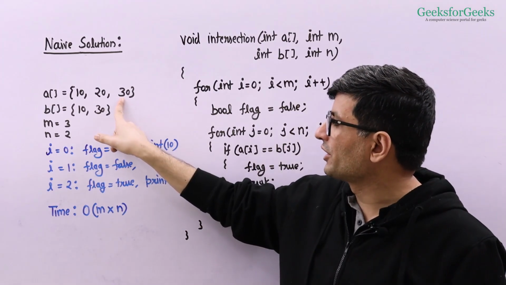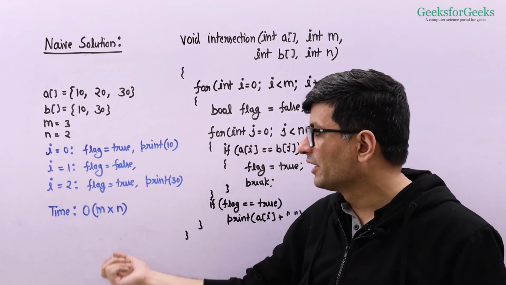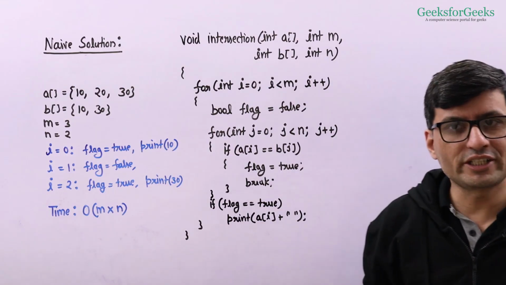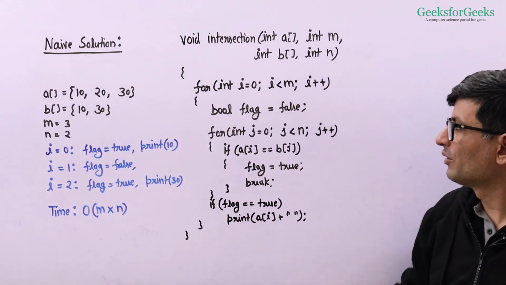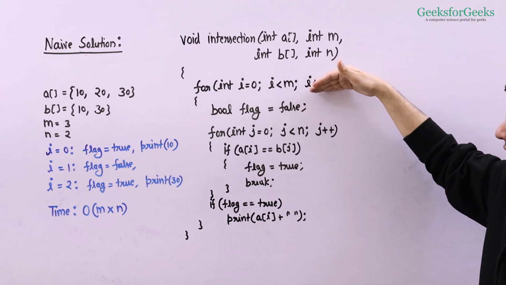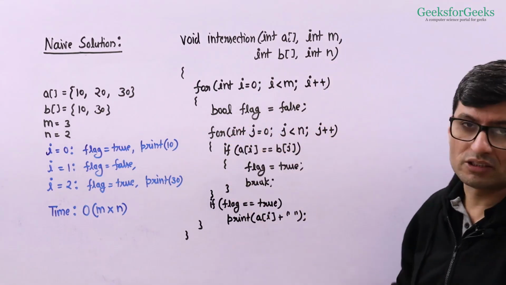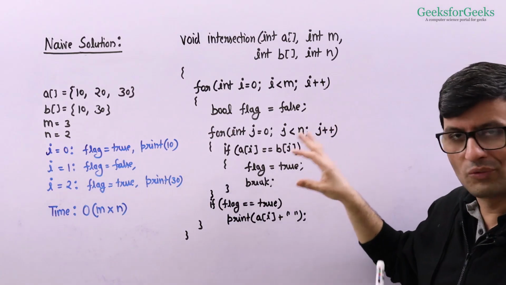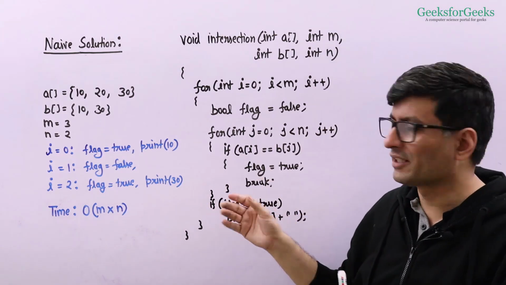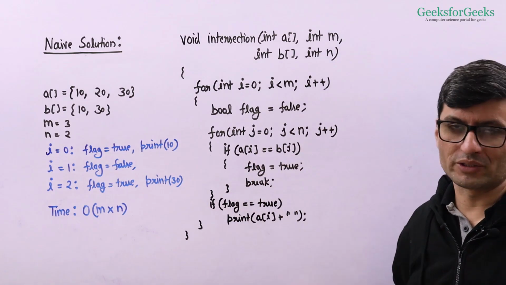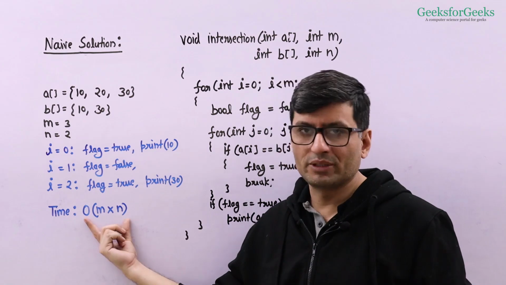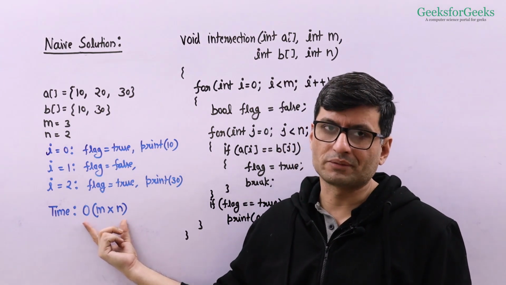Now we run for this 30. 30 is found in the second array. So the flag becomes true. We print 30 on the screen. Now what is the time complexity of the solution? We are running a loop that runs m times and then another loop that runs O(n) time. Why am I saying O(n)? Because it doesn't always run n times, right? As soon as you find a match, you come out of the loop. So m into O(n) is O(m*n). That's the time complexity of the solution.